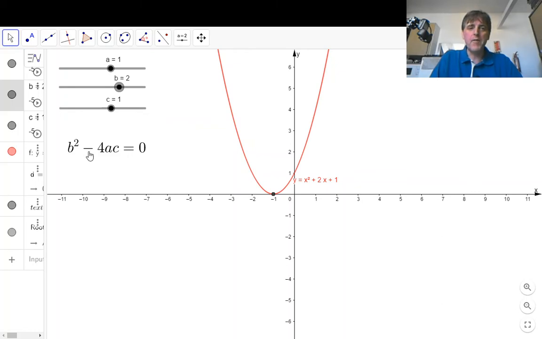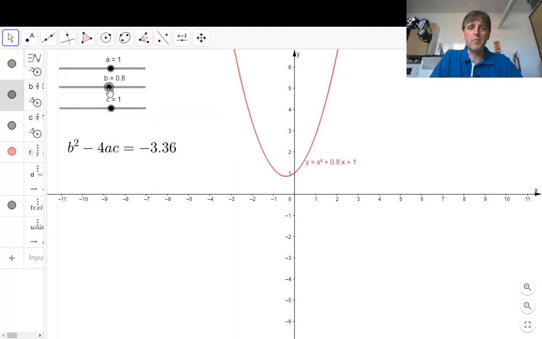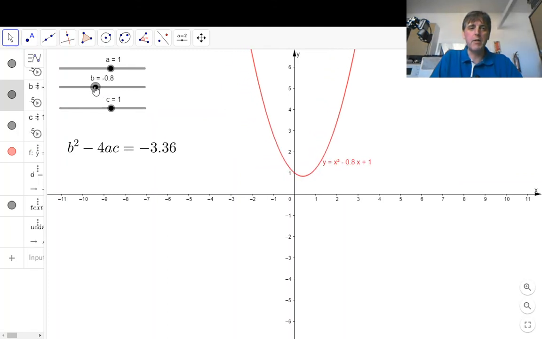Currently, the value of the discriminant, b squared minus 4ac, equals 0. So that means that there is one real root to where this thing equals 0. And you can see that there. It's just touching the x-axis. Now, if I change the value of b, let's move it down here to 0.2 or something like that.